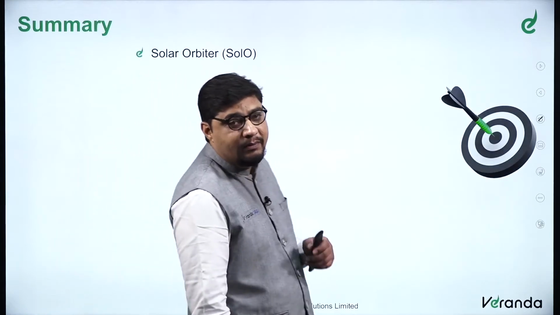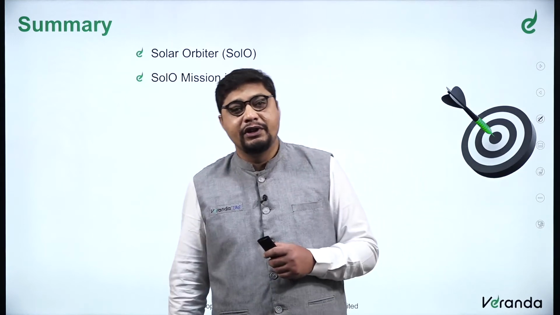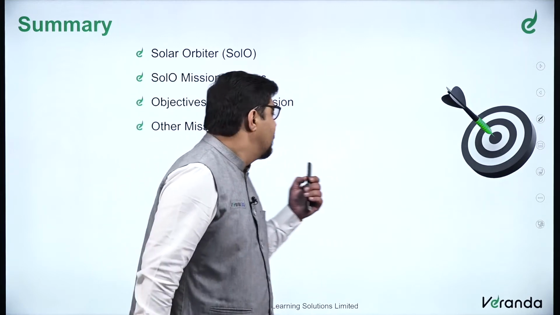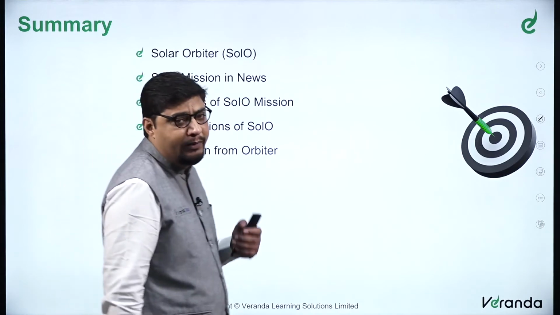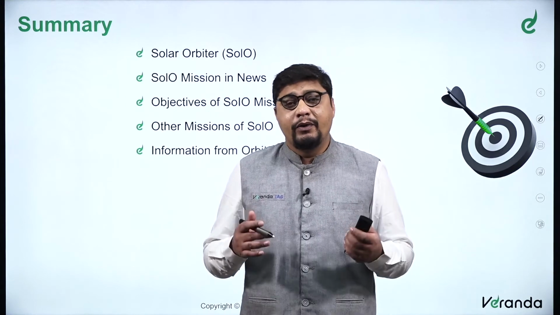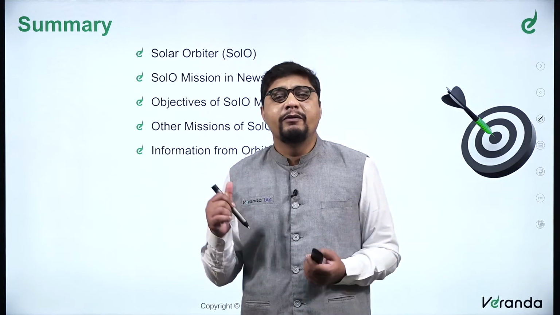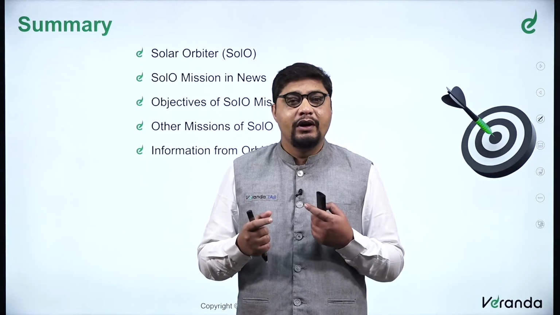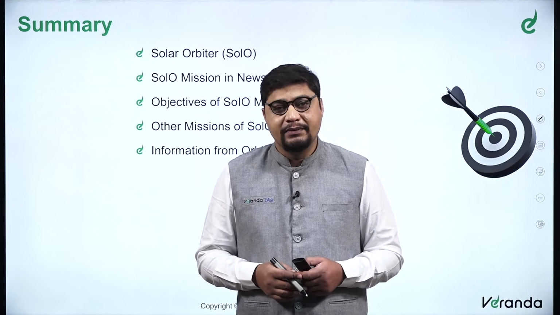Now to summarize what we have learned: we learned about the Solar Orbiter mission in the news, then we studied the objectives of the Solar Orbiter mission. Further, we studied other missions related to Solar Orbiter, and then we studied the information from the orbiter. So it is very simple information, if new updates come. Now, from the exam point of view, what is important? Solar Orbiter and its special features. This is a topic for the prelims. So remember one or two, three points, and if you remember these two or three points, then obviously you can answer the question asked by UPSC in the prelims examination.